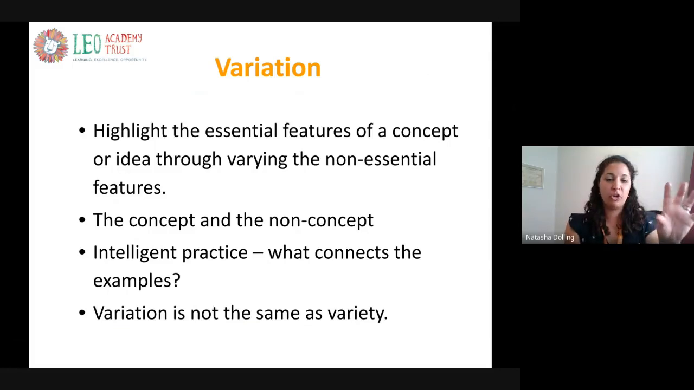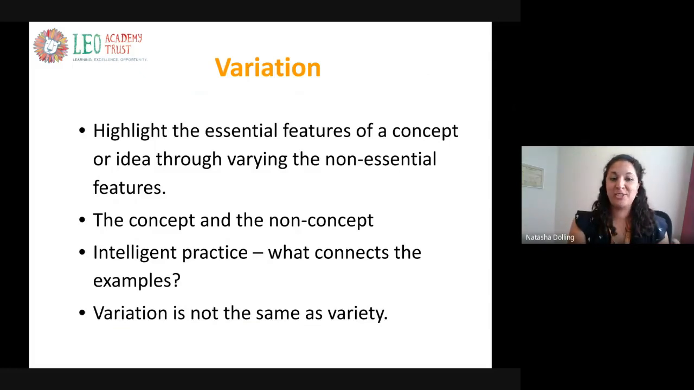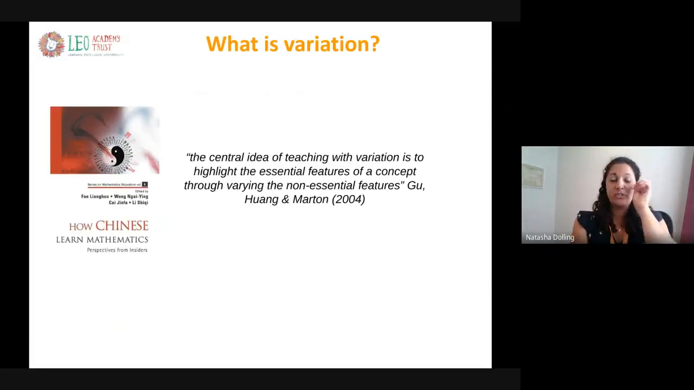So you have what the concept is and what it is not. It very much links to intelligent practice, and this is key: variation is not the same as variety. And I'm hoping to demonstrate to you and prove to you what I mean by that. Variety would be just wacky loads of different questions. Variation is where you've thought very carefully about the sequencing and the order of questioning in order to expose a mathematical concept.